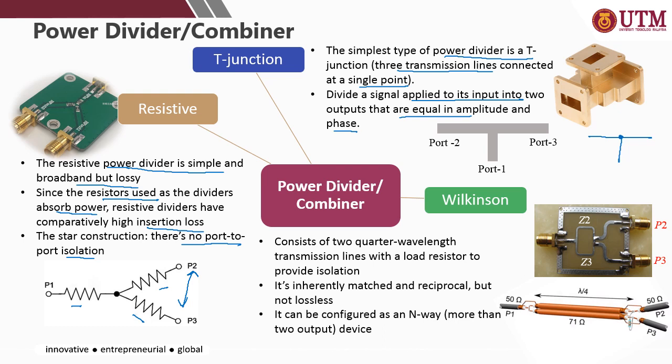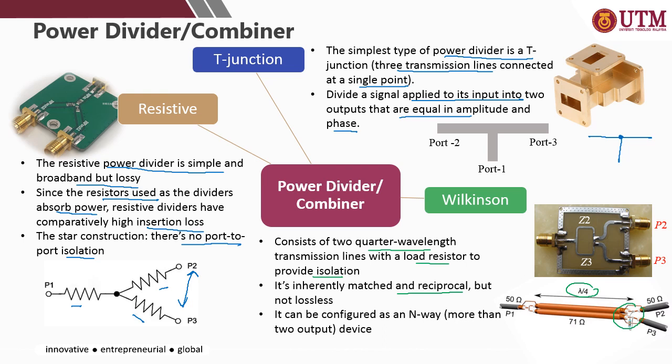And to improve further, there is an upgraded version of the T-junction power divider, which is called the Wilkinson power divider, in which it consists of two quarter-wavelength transmission lines with a load resistor to provide isolation. It must be lambda/4, quarter wavelength, of transmission line with a load resistor to provide isolation. It is inherently matched and reciprocal.